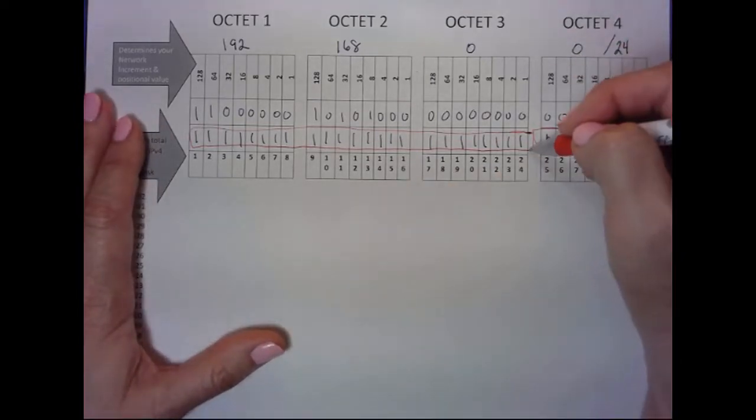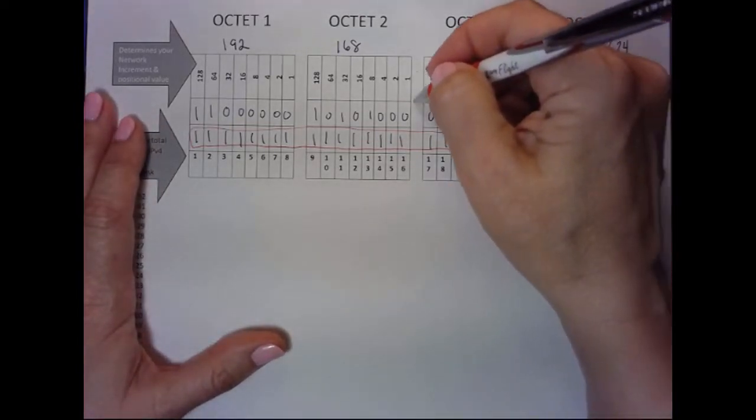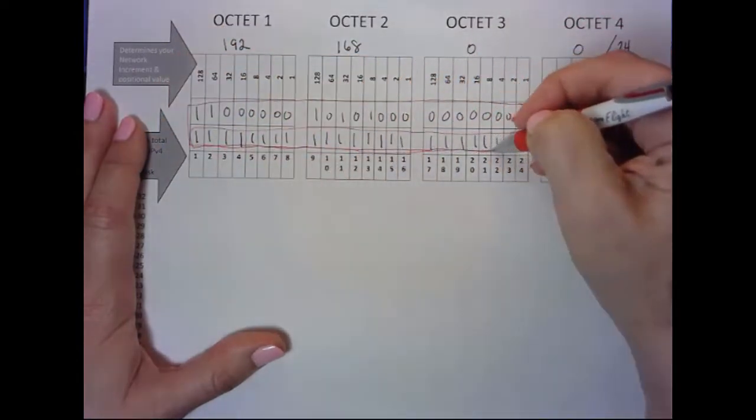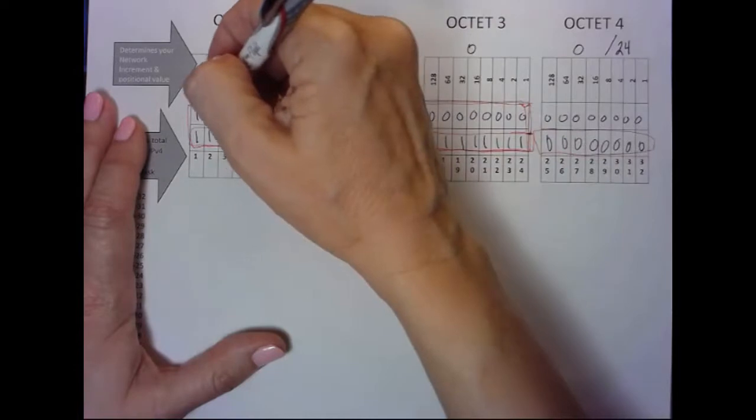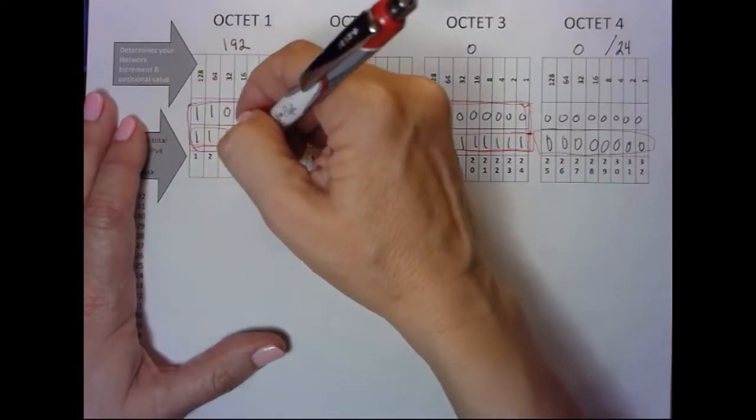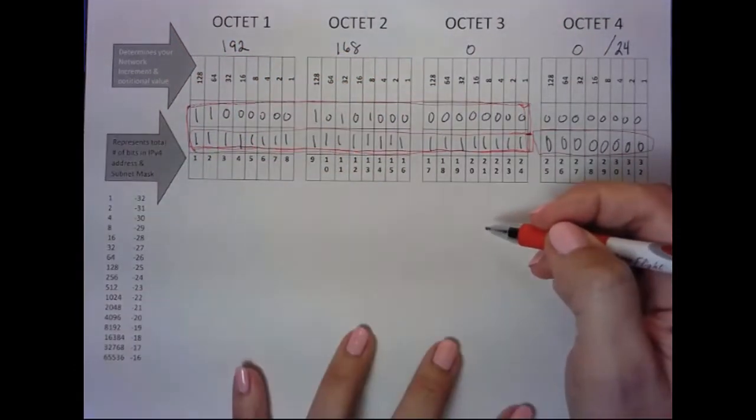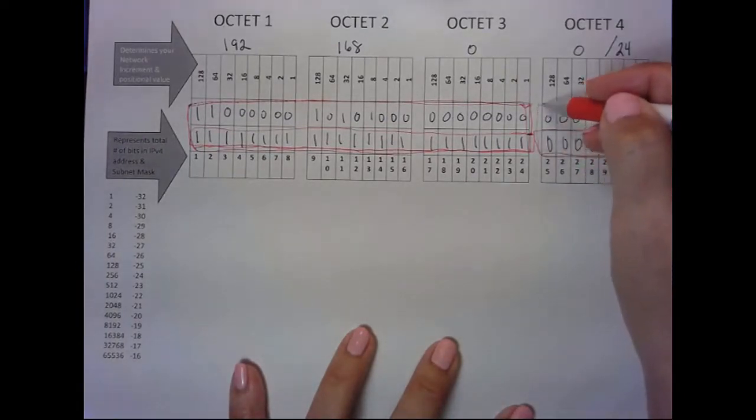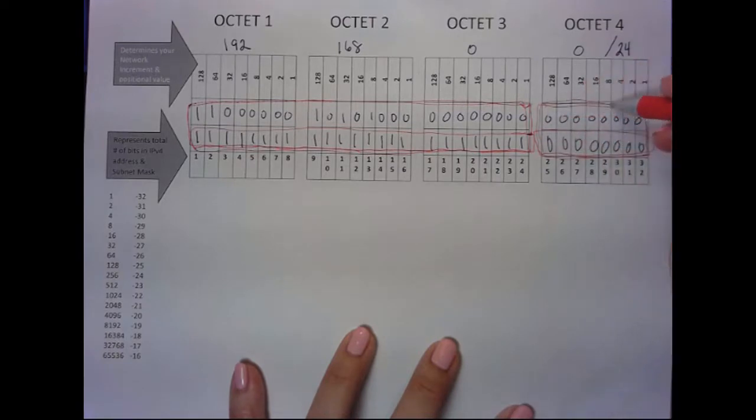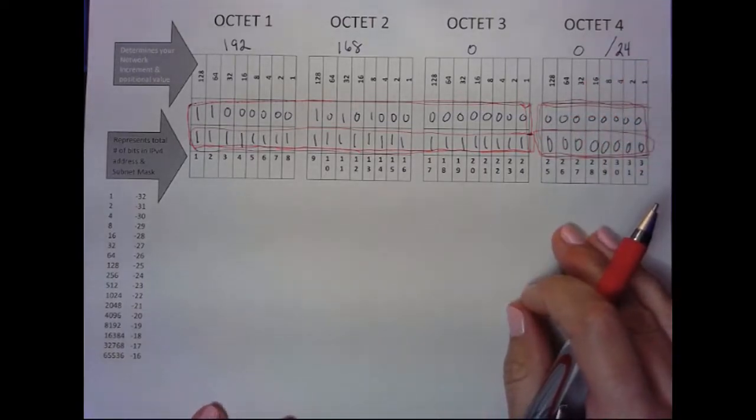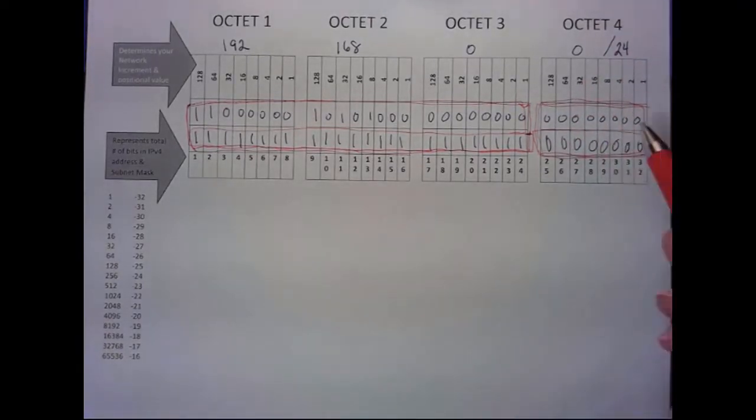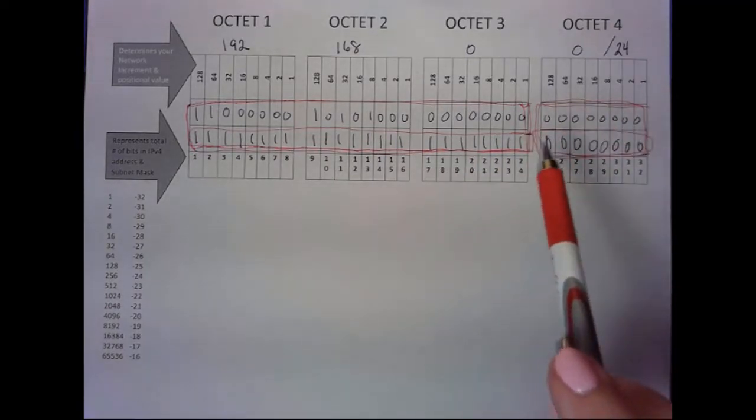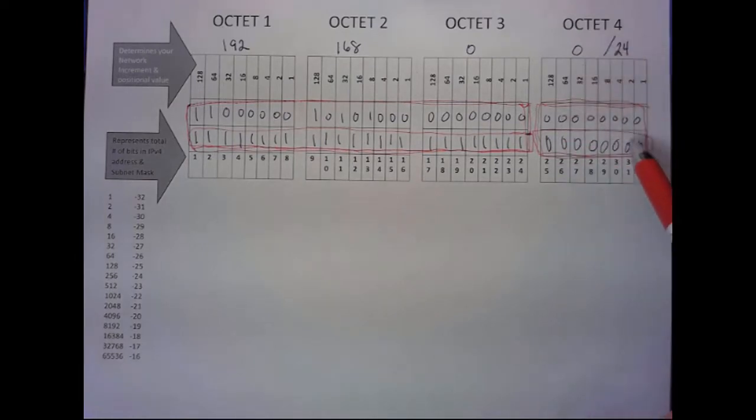The network bits, they don't change. They're going to stay the same. They're part of our network. So these are going to be the bits that are all in common for every device that's on that network. These are the bits that can change. These will be unique bits. Okay, so what we want to know is how many host addresses can we get with a /24 network.